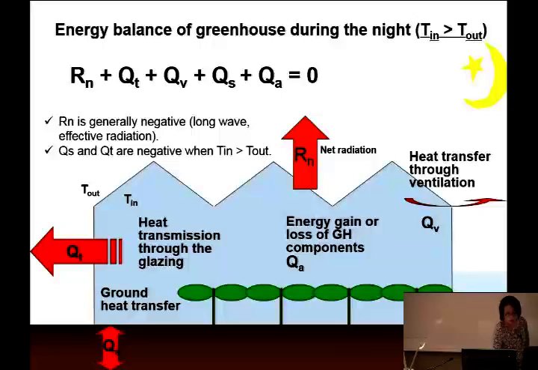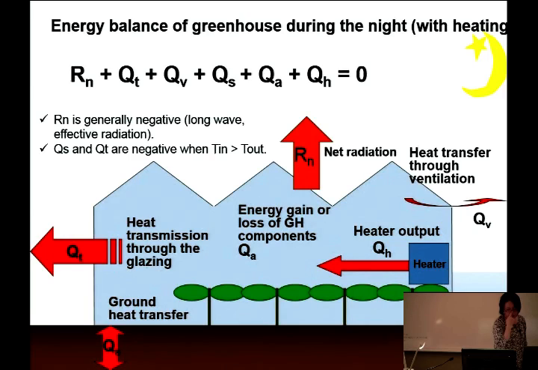And then probably a lot of transmission from the inside of the greenhouse to the outside. That's convection, conduction and ground heat transfer, and ventilation is probably minimum. You probably want to keep the greenhouse closed when you want to maintain the temperature inside.